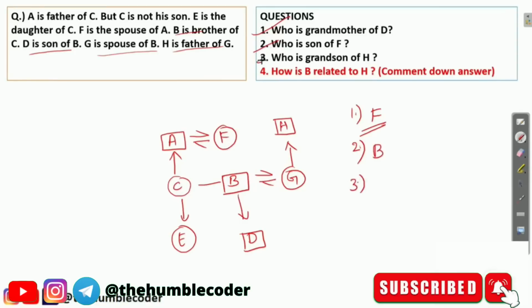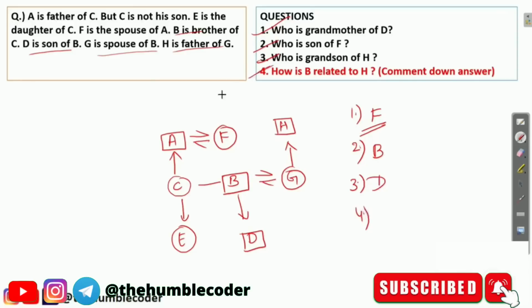Moving on to the next question. Who is the grandson of H? So here we have H, and H has a daughter G, and that daughter has a son which is D. So the grandson of H will be D. The correct answer is D.